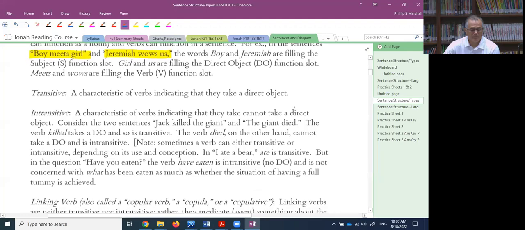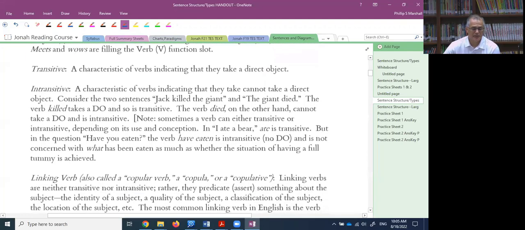Now, when we talk about verbs, there's really three categories for verbs that are important. Transitive is one type of way of describing a verb. And when a verb's transitive, it is going to take a direct object. So transitive verbs take direct objects. Intransitive verbs don't, right? They can't take a direct object, or they don't take a direct object.